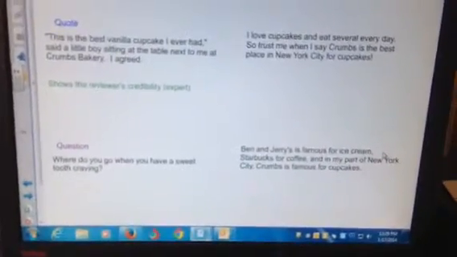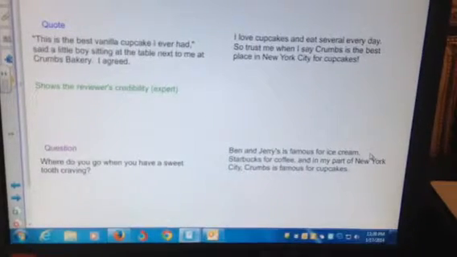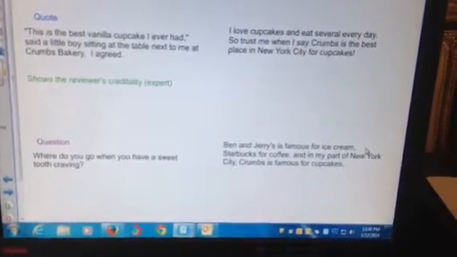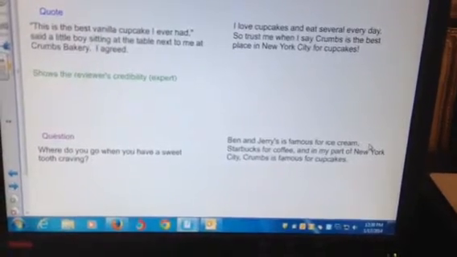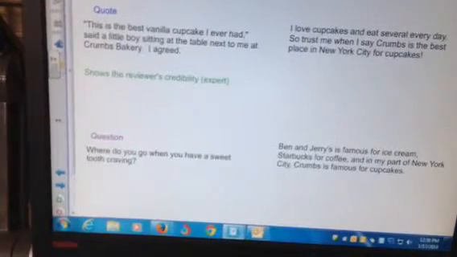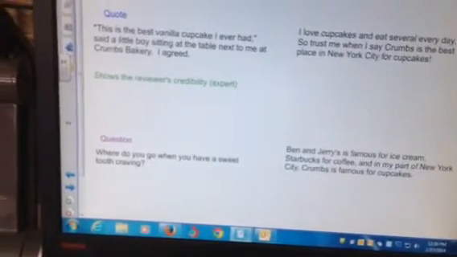Okay, let's look at this last one. Ben and Jerry's is famous for ice cream, Starbucks for coffee, and in my part of New York City, Crumbs is famous for cupcakes. So I've got tells overall opinion left, along with the reviewer's an expert.